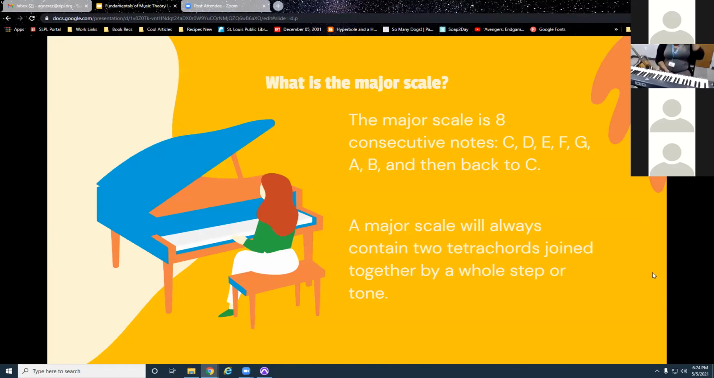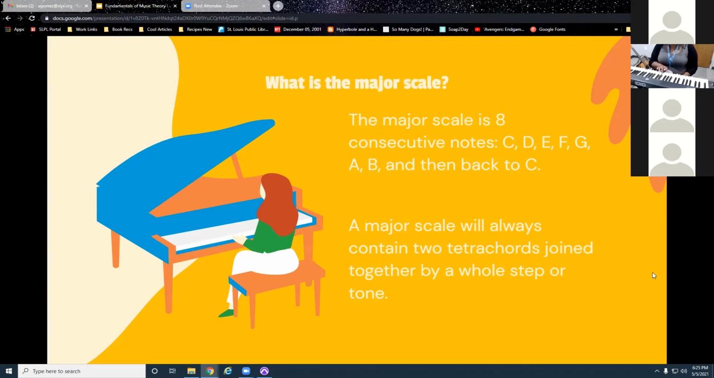So first we'll talk about the major scale. The major scale is 8 consecutive notes, for example C, D, E, F, G, A, B, and then we go all the way back to C. The major scale is always going to contain what are called tetrachords that are joined by a whole tone. Hopefully you can see this on the piano. If we play C to D, that's a whole tone, or just one tone, or a whole step. D to E is also a whole step. And then E to F is a semitone. So that's that grouping of notes.